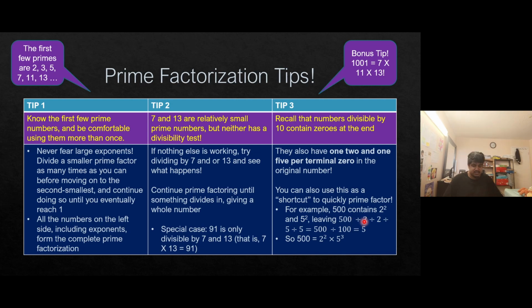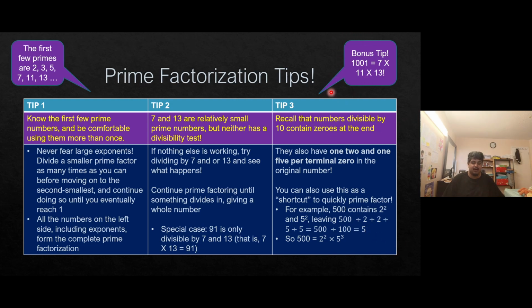You can do 500 divide by 2, divide by 2, divide by 5, divide by 5, in which case you're actually left with another 5. So I already have 2 2's and 2 5's taken up by my original prime factorization, and now I have another 5 after dividing out, which means my final prime factorization is going to include all the 2's and all the 5's. So 2 times 2 times 5 times 5 times another 5, because that last 5 represents the 5 that's left over right here. Okay, so that is that.